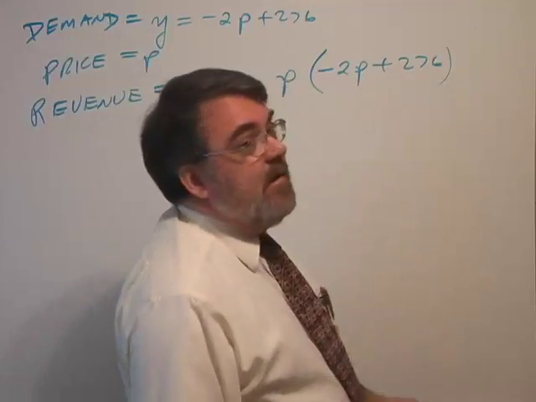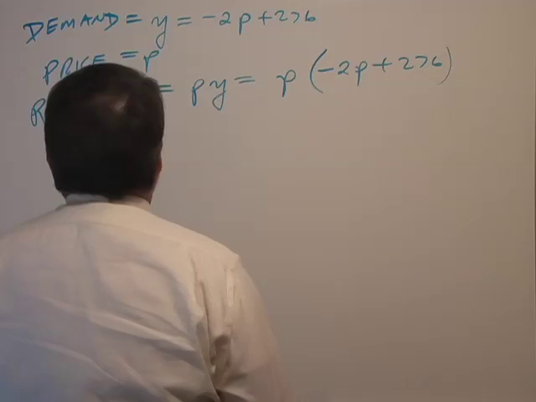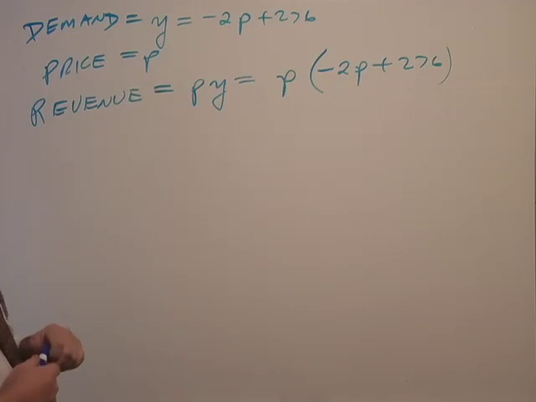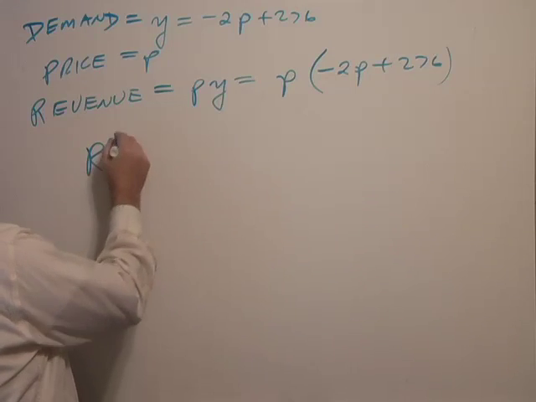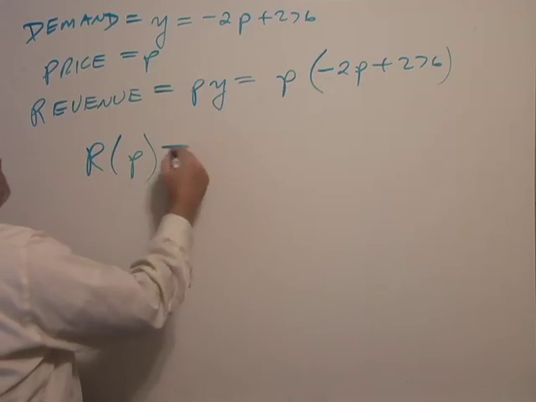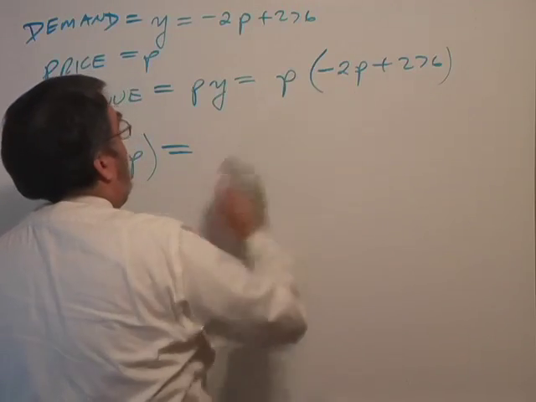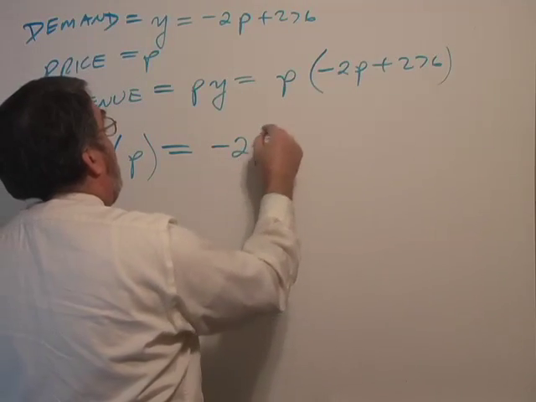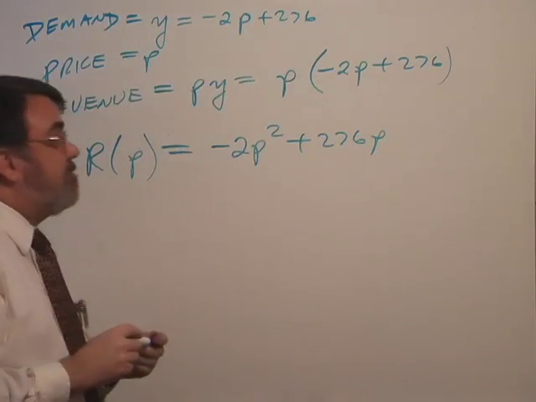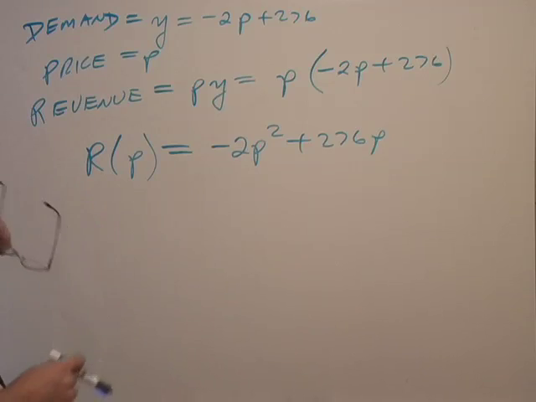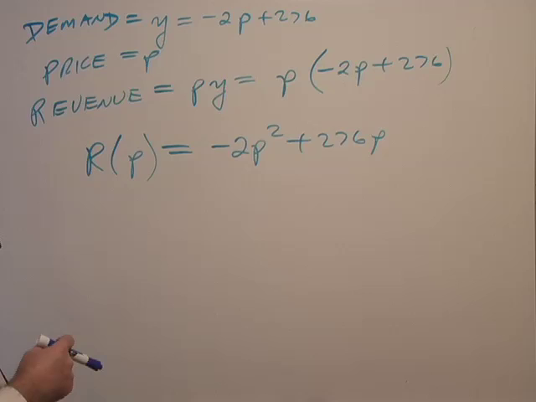All right, where does the demand equation come from? All right, so I have a revenue function, which is a quadratic function. If I call that R of P, revenue based on price, and I multiply this out, it would be minus 2P squared plus 276P. And so I think the price should be $69. All right, but let's verify that.